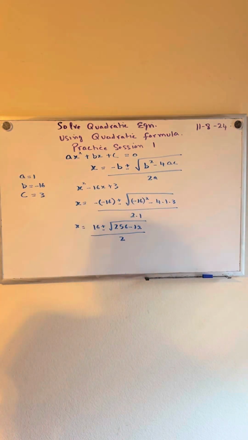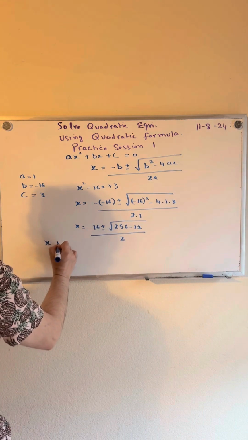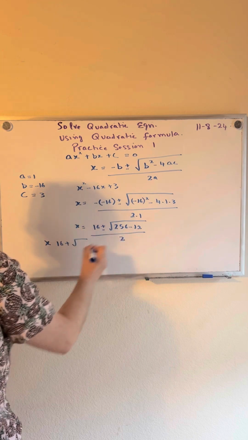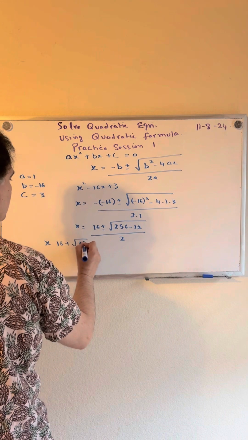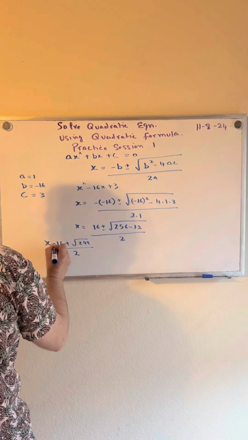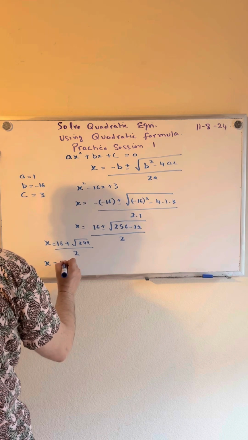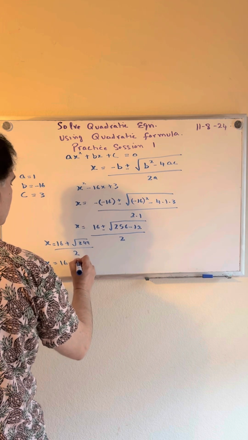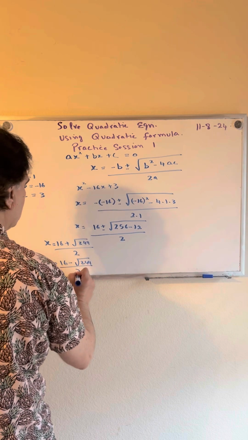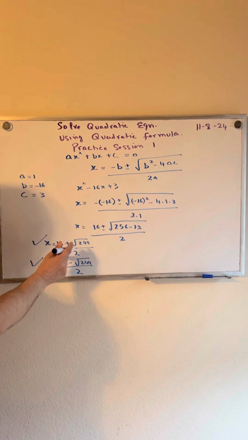So then you get two answers. Answer number 1 would be 16 plus the square root of 256 minus 12, which is 244, over 2. And the second answer would be x is equal to 16 minus the square root of 244 over 2. So these are the two answers, my friend. x can be either this or this.